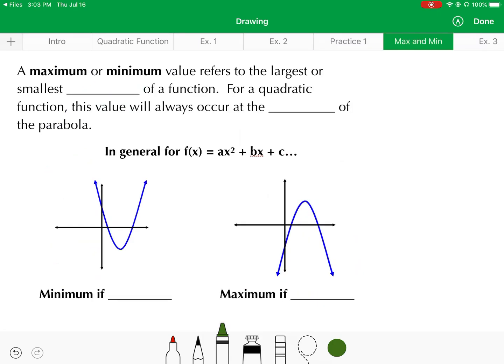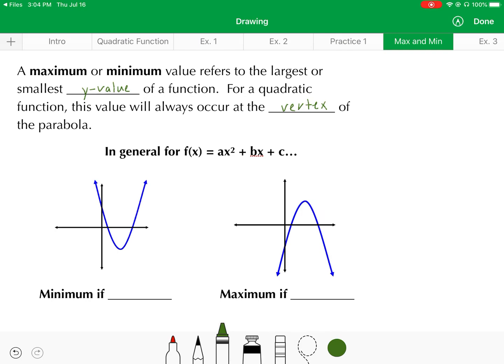All right, now I want to talk about the maximum or minimum value of a quadratic function. Okay, when we say find the maximum or minimum value, that's referring to the largest or smallest y value of a function. All right, so for a quadratic function, this value is always going to occur at the vertex of the parabola. All right, so specifically it's going to be the y-coordinate of the vertex. All right, and it's really easy to identify when you have the graph in front of you.